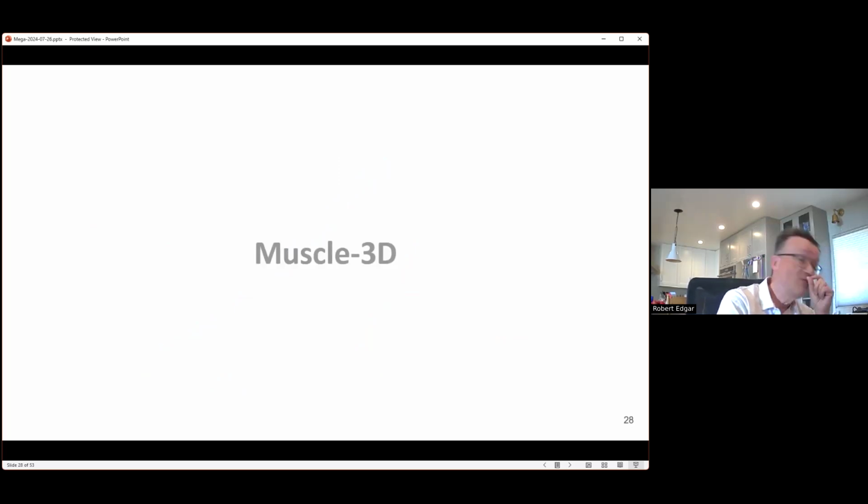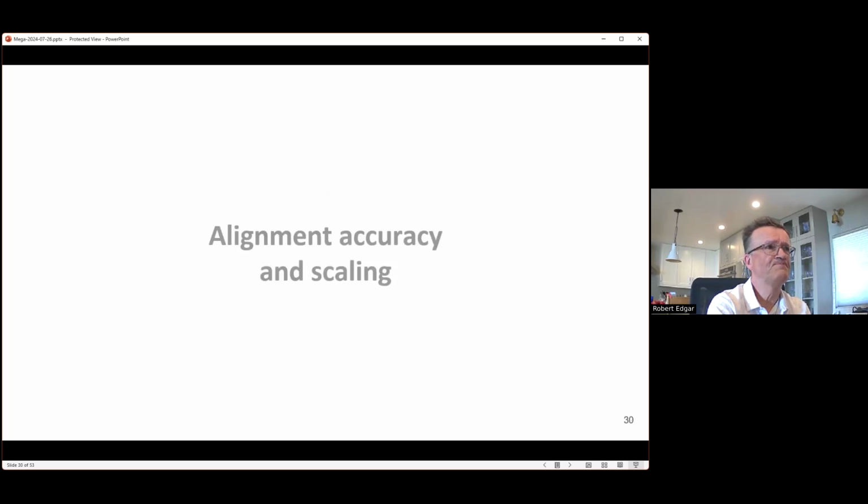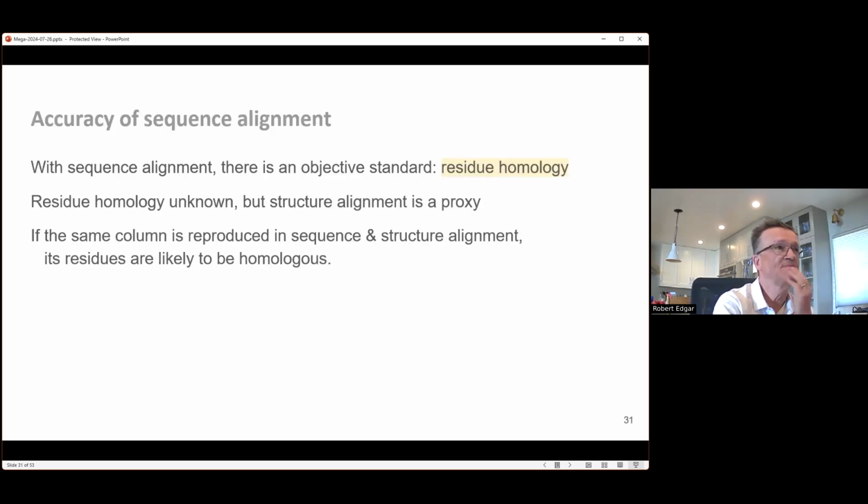So now let's move on to multiple alignment. And if you remember, if you have a sequence method, all you have to do is change the substitution score. Yeah, you need to do a little bit with file formats and whatnot, but conceptually it's a very straightforward and simple change, which Igor was kind enough to implement here. And so now how are we going to benchmark accuracy and scaling of multiple alignments? And with structure, it's getting difficult.